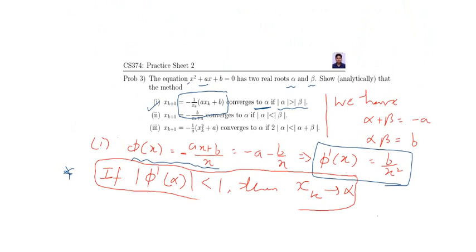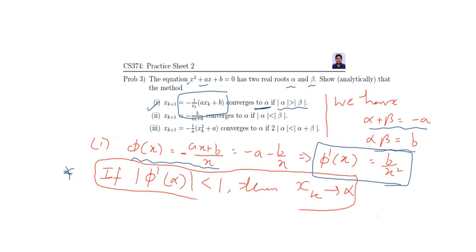So the next problem is problem number 3. I will be taking the first part here. The given equation is x square plus ax plus b equals 0, and it is given that it has two real roots, alpha and beta, so the roots are real numbers. Then you have to show the following. From the equation, the sum of the two roots is minus a and the product of the two roots is b.